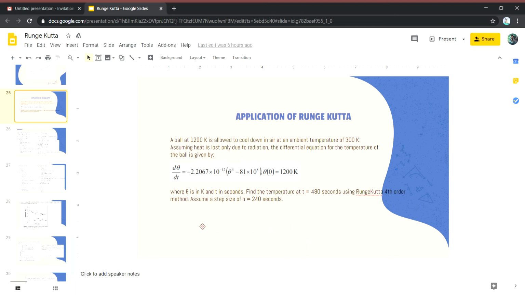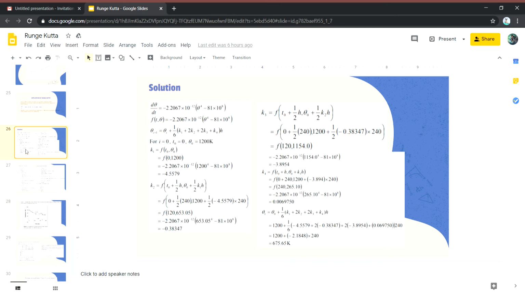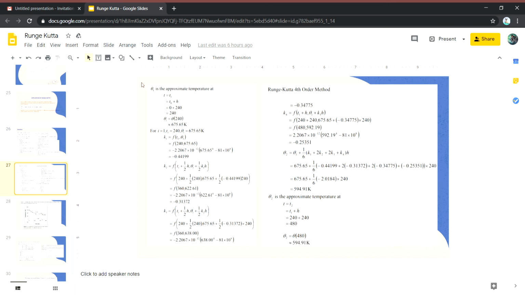So we were asked to use a step size of h, which is 240 seconds. So here is the solution. Here, this is the first step, and then, as we were asked to use h equal to 240 seconds, we have to substitute h with 240 seconds, but we have to find the k1, k2, k3, k4, and then this is next.